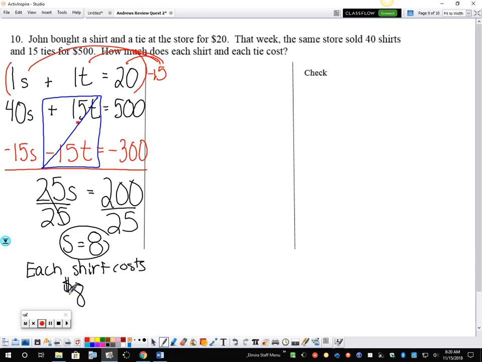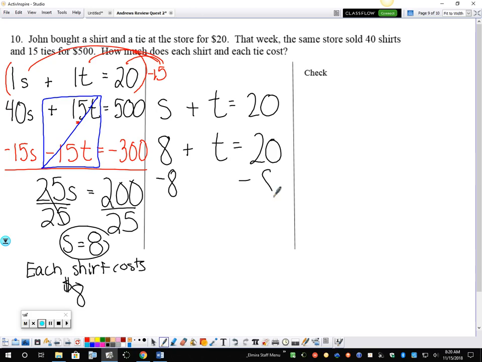So then we'll move on and figure out the cost of the tie. Okay, so a shirt and a tie cost $20. Well, I just found out that a shirt was $8. So I'll put 8 in the place of s. That ends up being only a one-step equation. So a tie is $12.